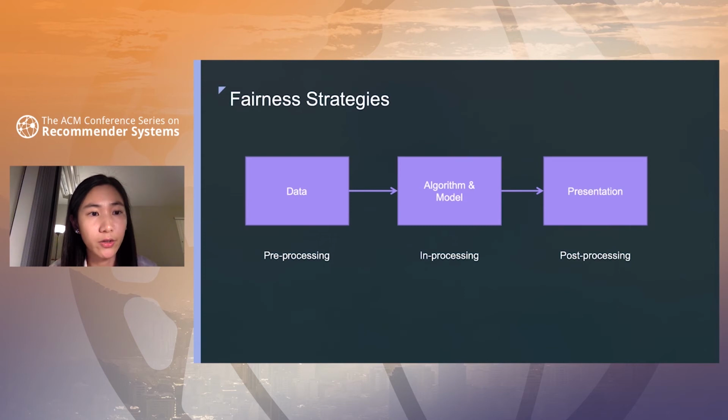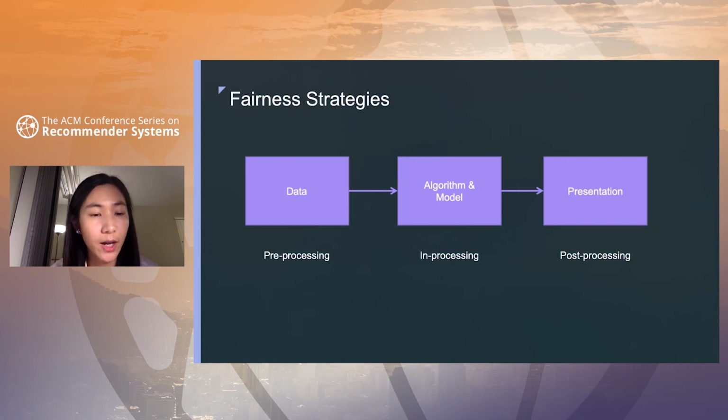Fairness strategies are usually divided into 3 categories. The first one happens in the data space, where we call it pre-processing strategies. This happens before we're actually training the model.